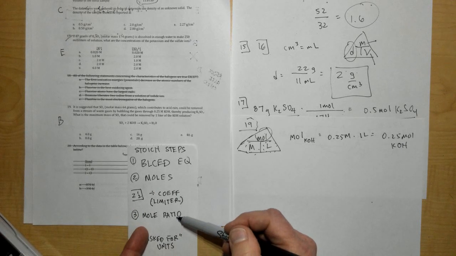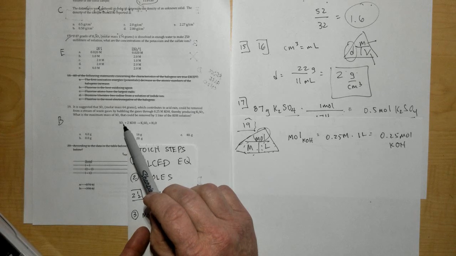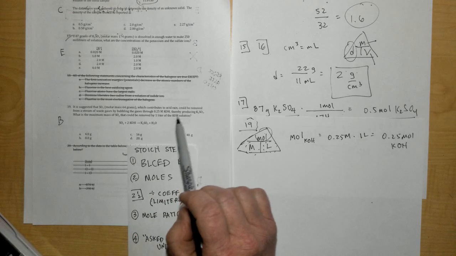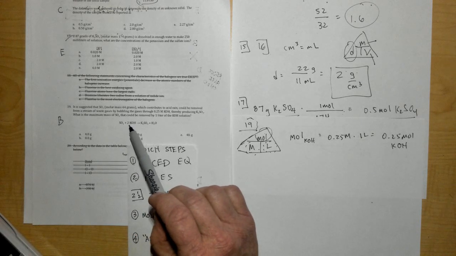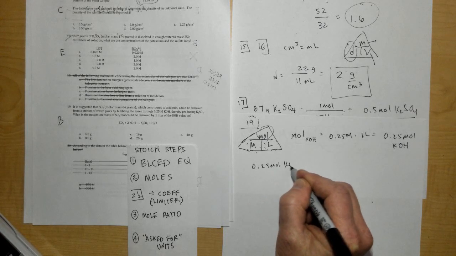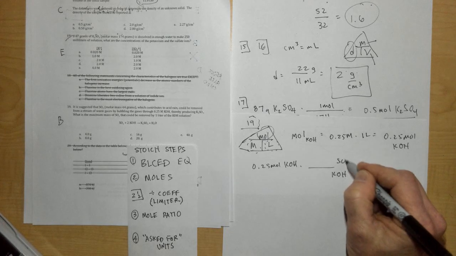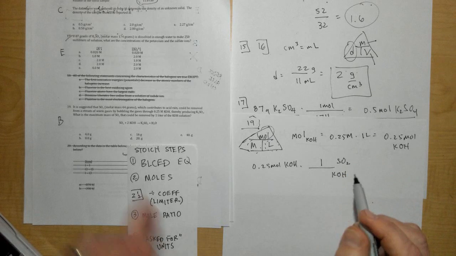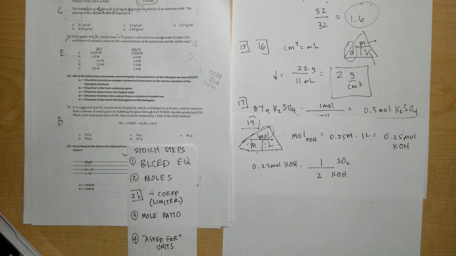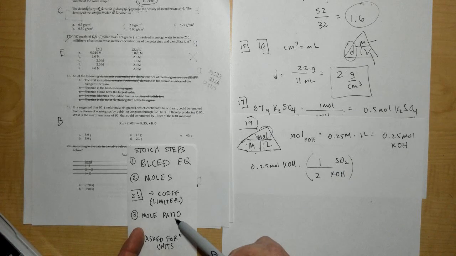Step number 3, now I do the mole to mole ratio because I want to find out how much SO2 could be used up or reacted with the KOH. So I have my 0.25 moles of KOH. Put KOH in a position where it's going to cancel, and then put my SO2 as my new set of units. And for every 1 SO2, there's 2 KOHs. That takes care of my step 3.